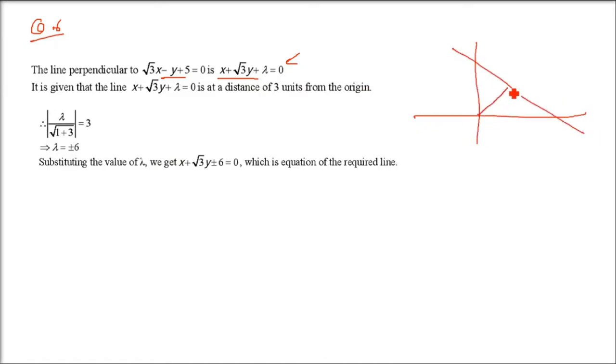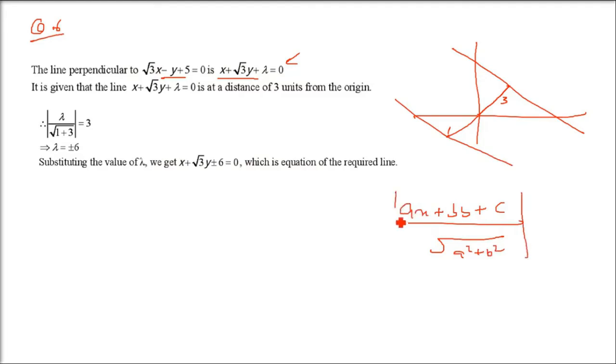So the line is there, I don't know where the line goes, and the distance from the origin is 3. The distance formula is ax plus by plus c over under root a squared plus b squared. Distance can be negative or positive because it can be in both directions, so you have to take a mod, that means you have to take plus minus both sides. So x plus root 3y plus lambda equals 0, because this line is perpendicular to root 3x minus y plus 5.